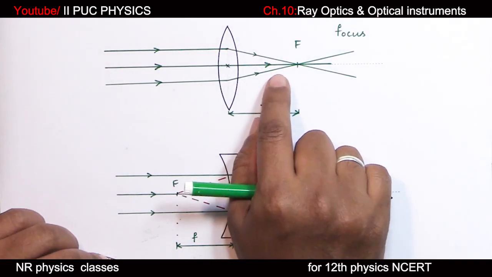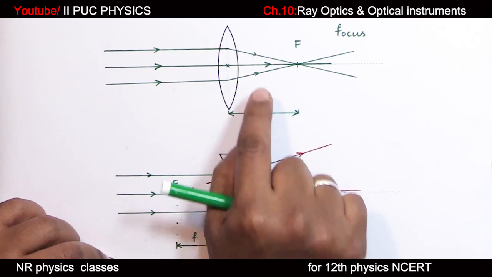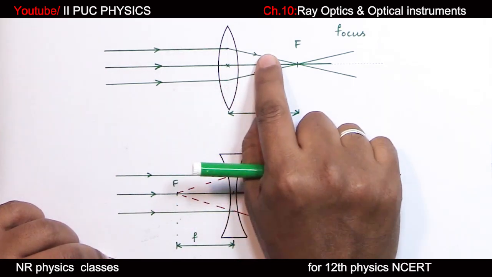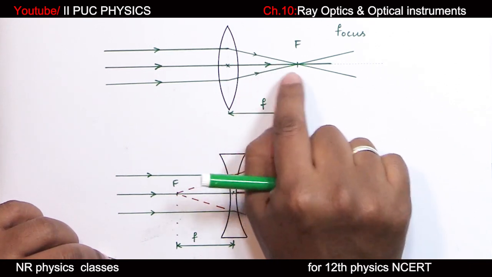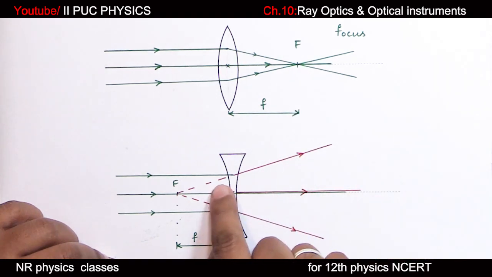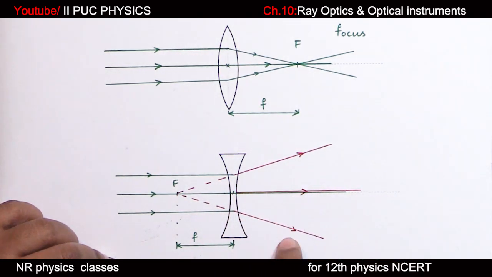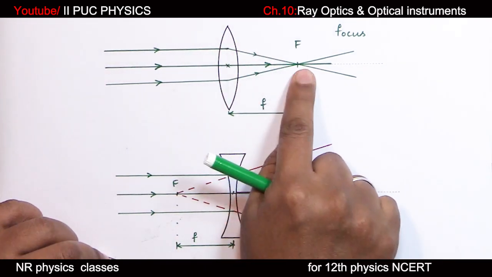Recall what we have learnt in concave mirrors or convex mirrors. After refraction, if the rays converge through a point, then that forms a real image. After refraction, if the rays diverge, then that forms a virtual image. So this gives a virtual image, this gives a real image.